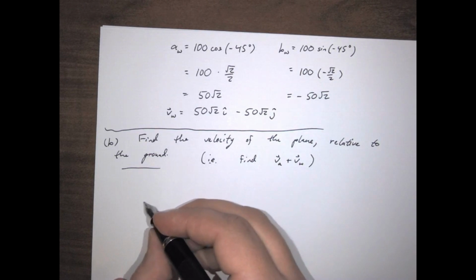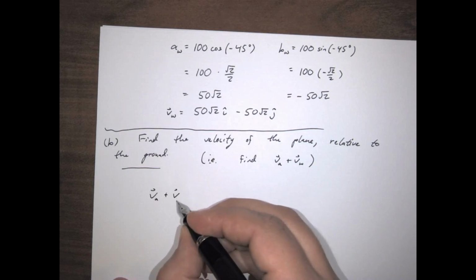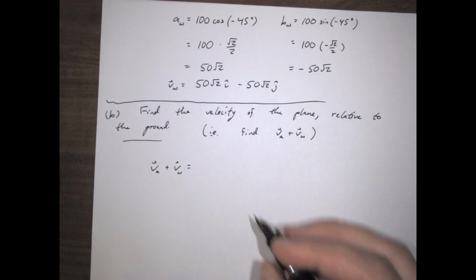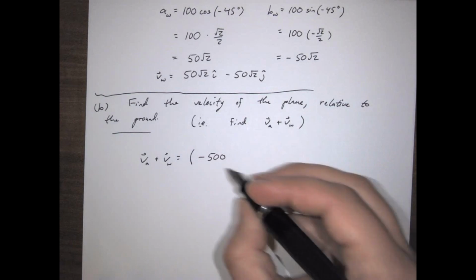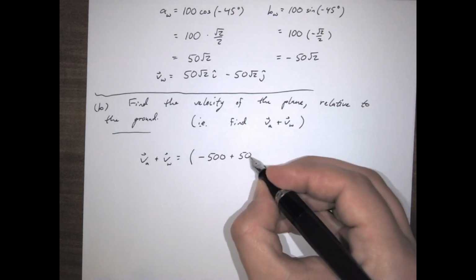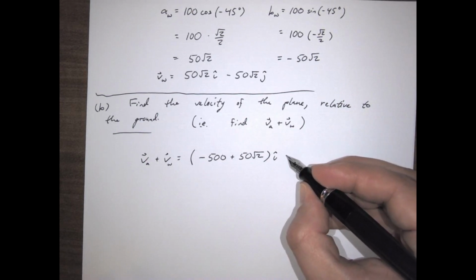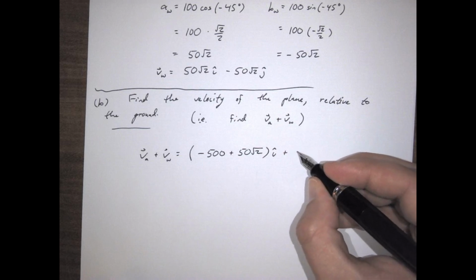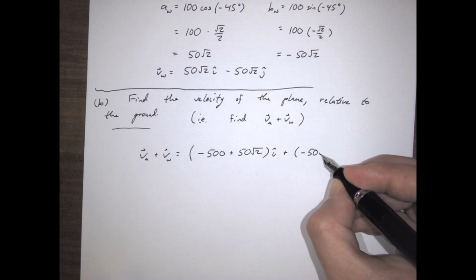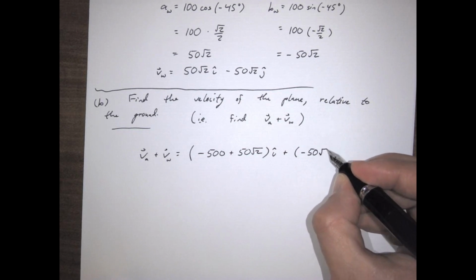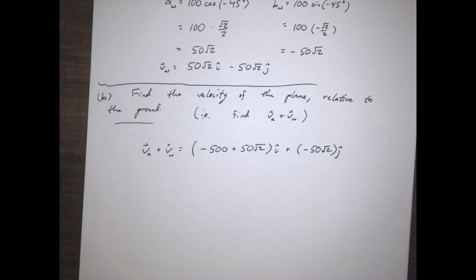Okay, well, we already have all the pieces that we need for this. This is going to be actually a pretty straightforward one right here. So it's going to be the i components, negative 500, which is what we found for VA, plus 50 root 2, the i. And then for the j component, we're going to have negative 50, negative 50 root 2. There was no j component on the airplane, just on the wind.